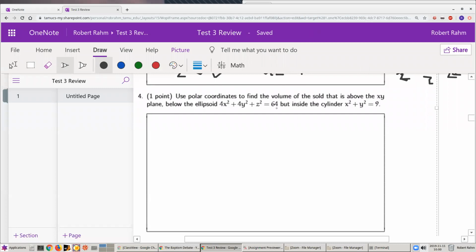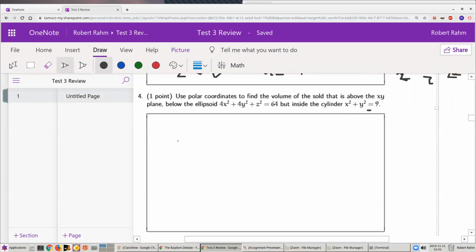Okay, so for this problem, we want the volume that is above the xy plane, below this ellipsoid, but inside the cylinder here. So the way that we want to think about this is the projection of this shape onto the xy plane is going to be a circle of radius 3. The volume has the floor as the xy plane, the ceiling is this ellipsoid given by this equation, and the walls are the cylinder. So if we take the projection of this shape onto the xy plane, it's a circle of radius 3.